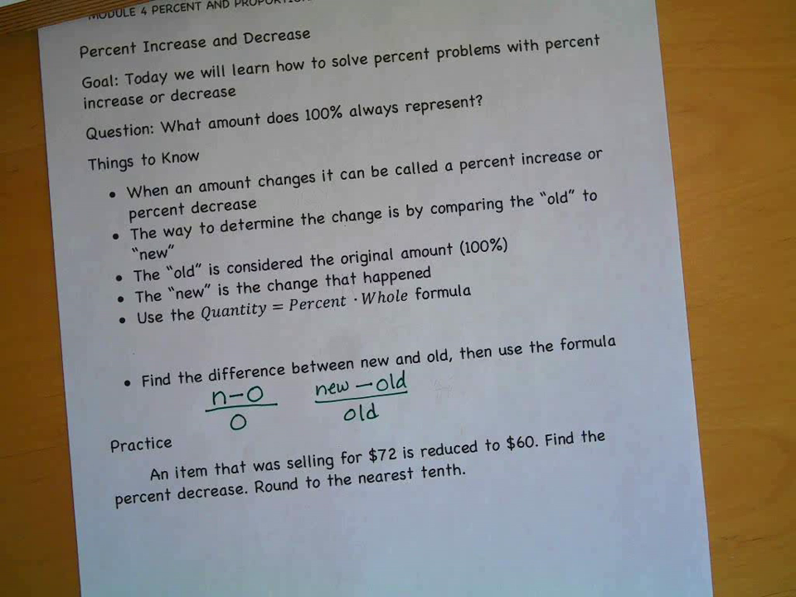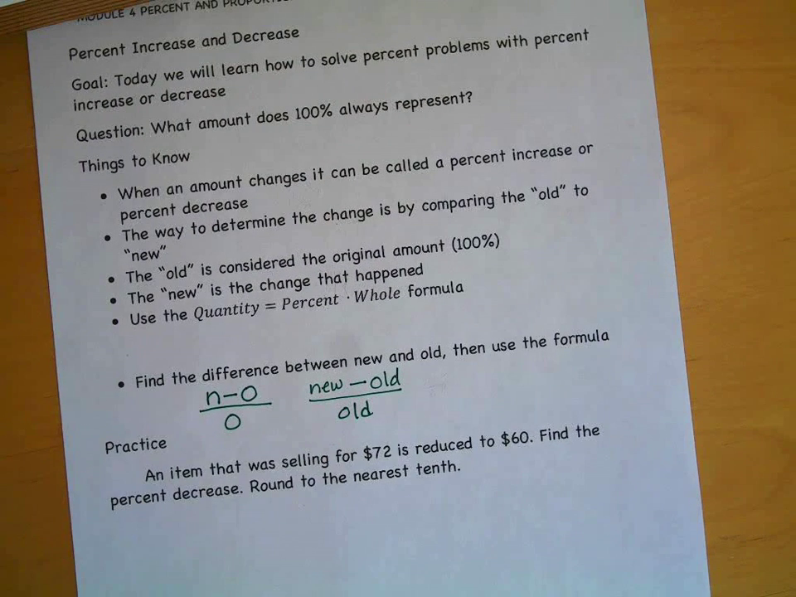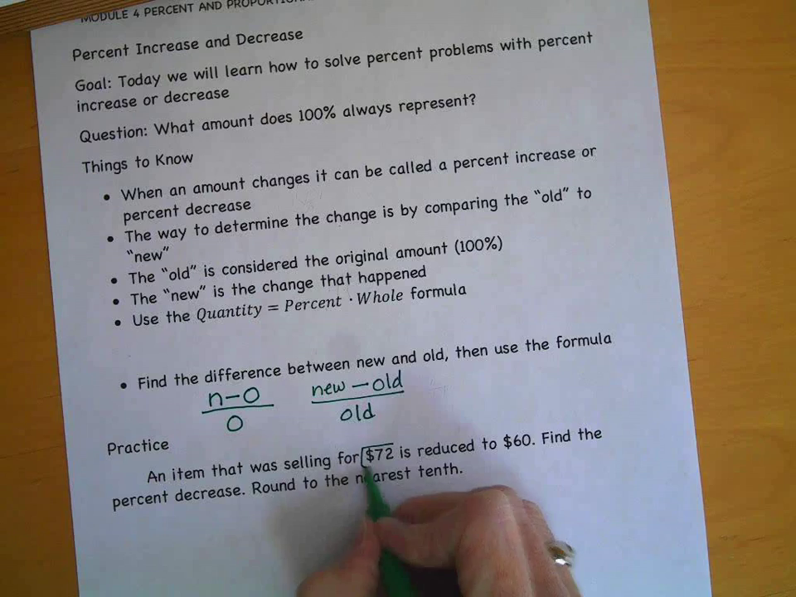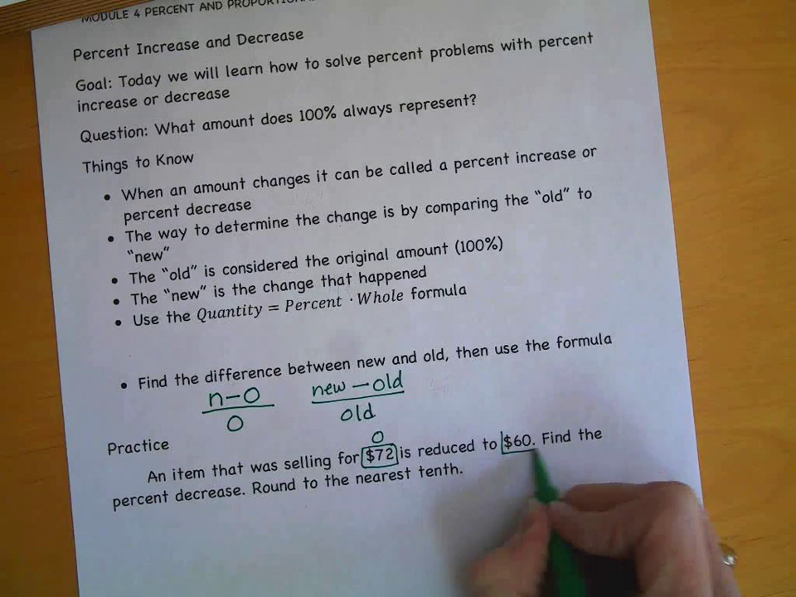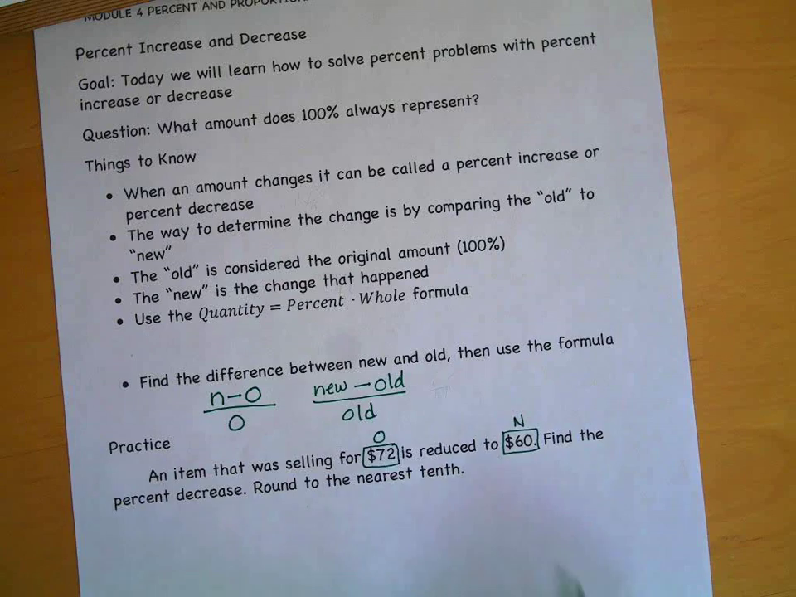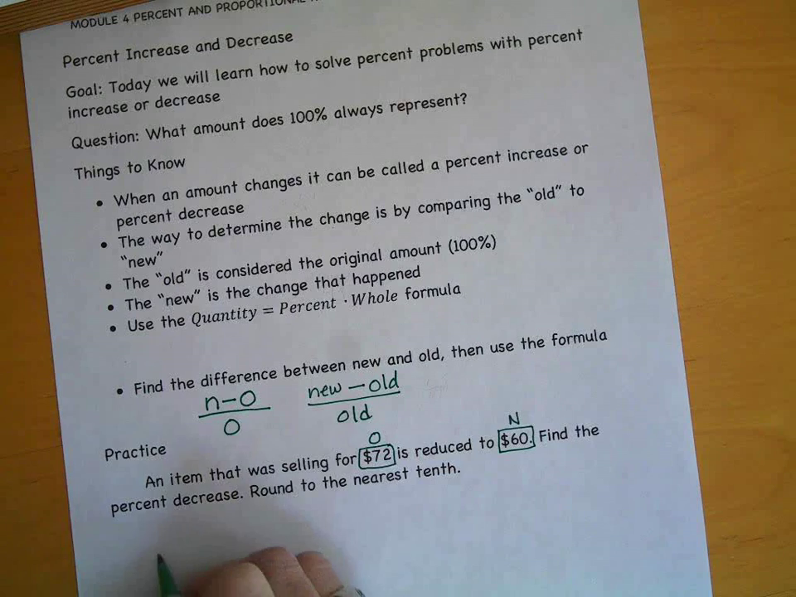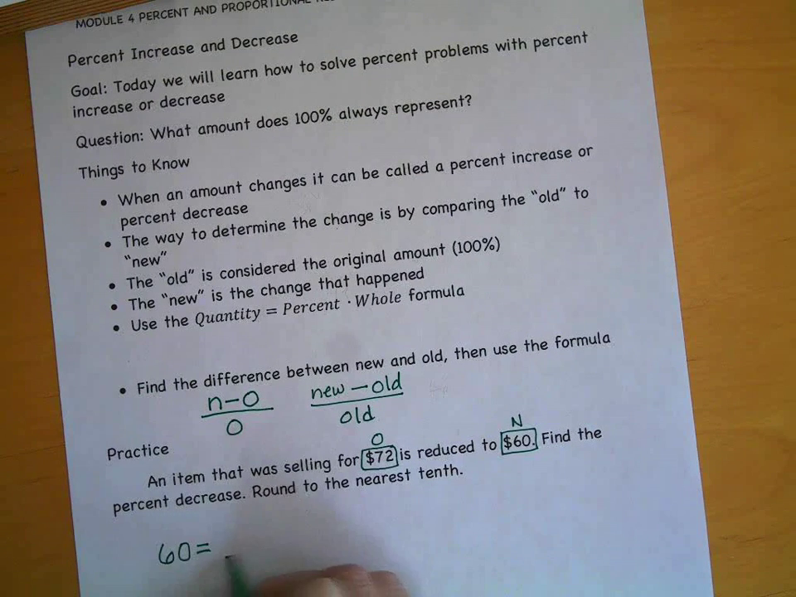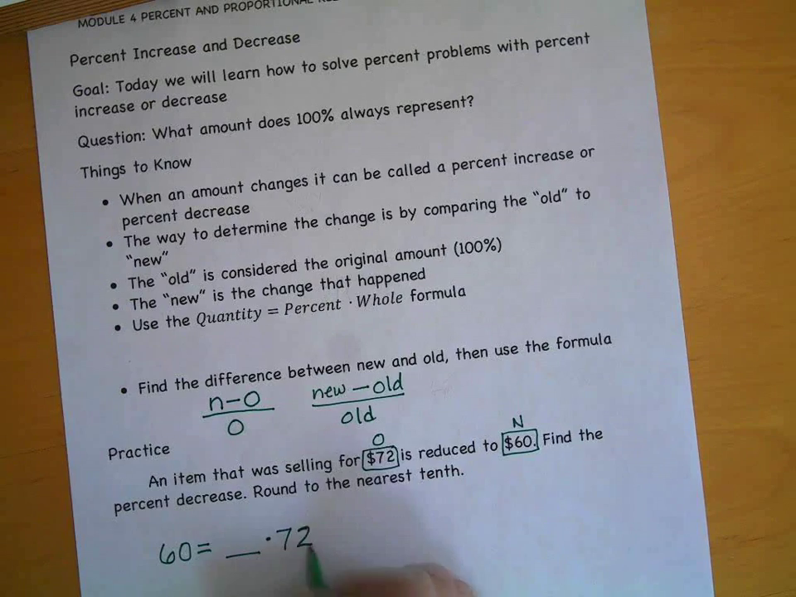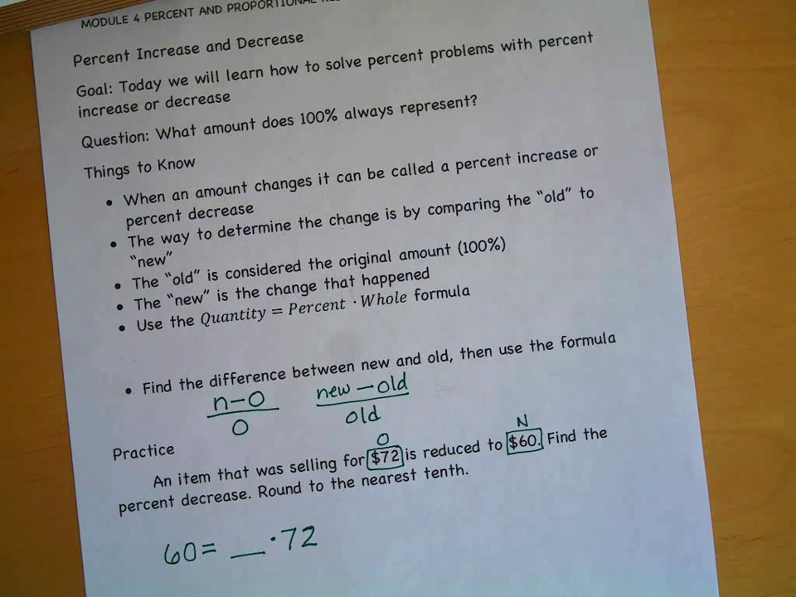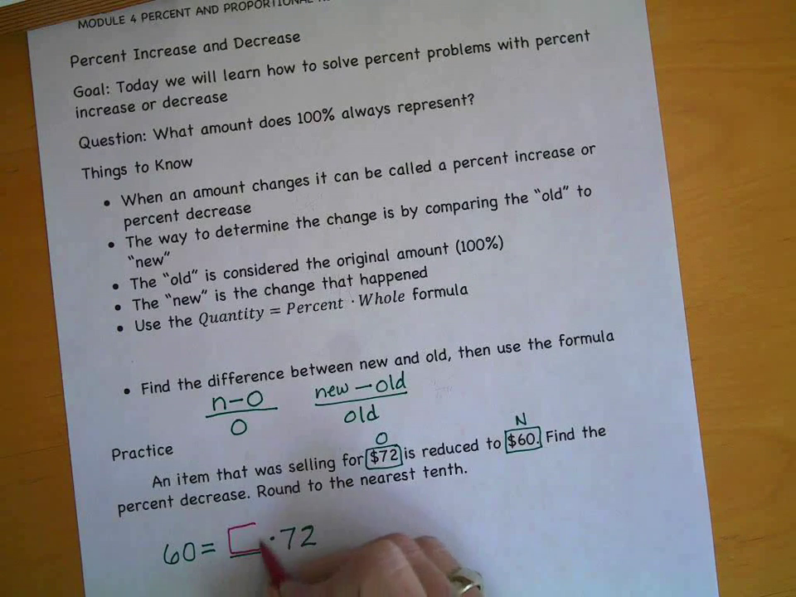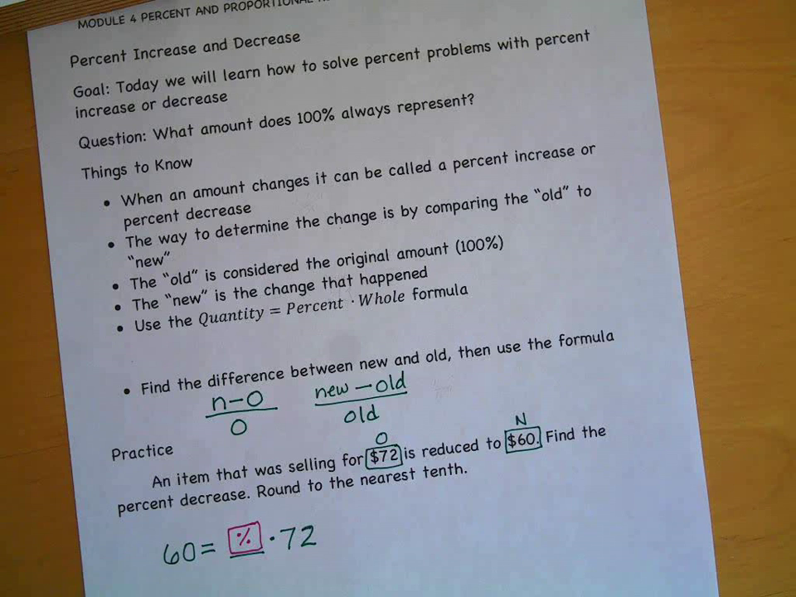We can use the quantity equals percent of whole formula, or we can use the new formula that I showed you. We remember that 72 was the old and 60 is the new. To use the quantity equals percent of whole formula, we would say that 60 equals what percent times 72, because the percent is the missing information. So we're looking for the percent.